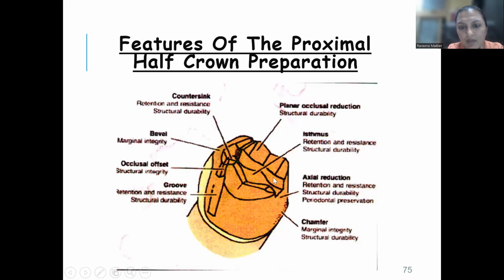This is the countersink, and the occlusal isthmus and the countersink which is created. And connecting this is the occlusal offset, and the occlusal bevel is formed on the distofacial occlusal surface. These are all the features of the proximal half crown preparation. Thank you.